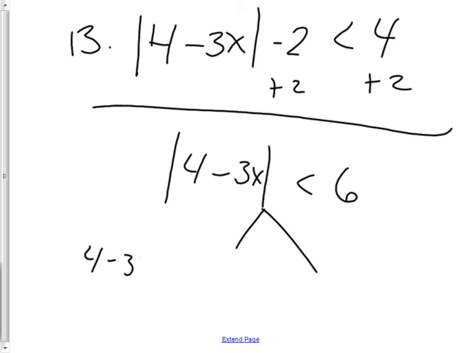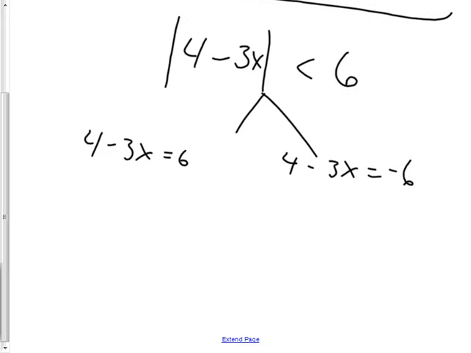4 minus 3x is equal to 6, and 4 minus 3x is equal to negative 6. And remember that all we're doing is finding the endpoints. These are the important points on your number line. Then you're going to have to test intervals. These things take a while.